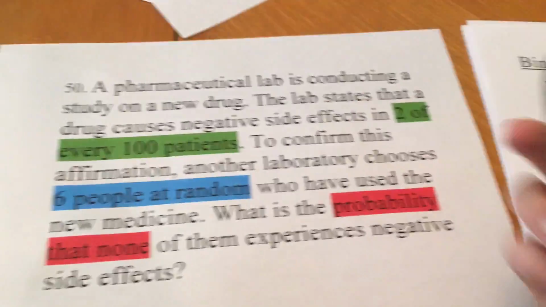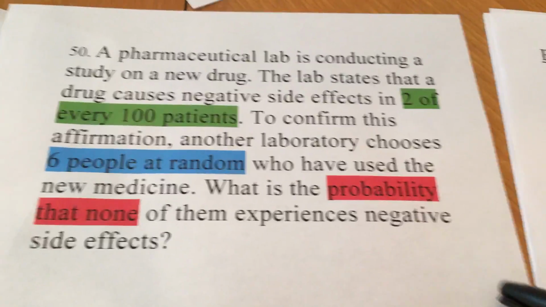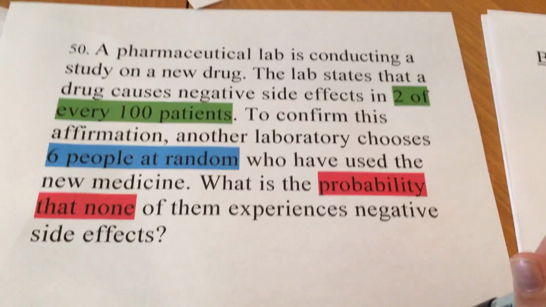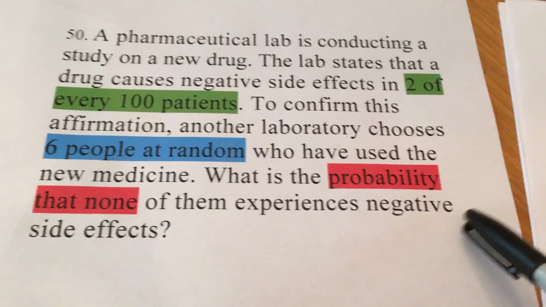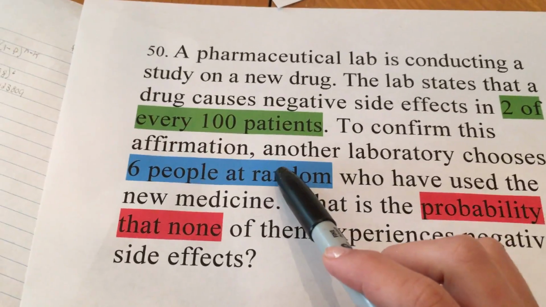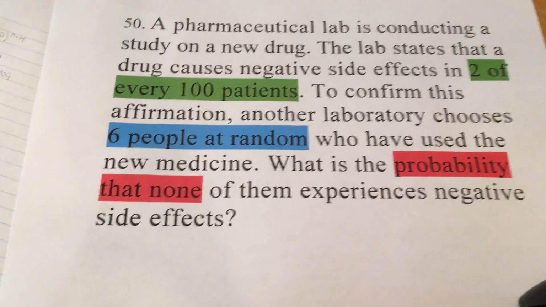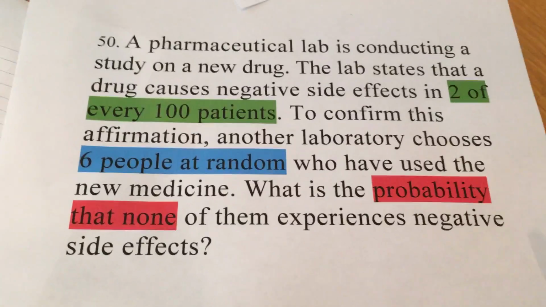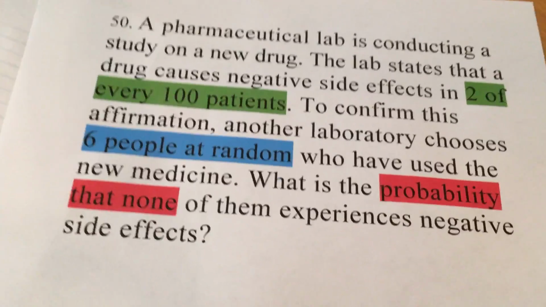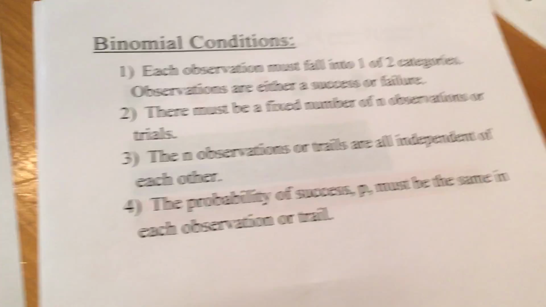Looking at our problem, we can see that there's in fact 2 categories, being success or failure. To be successful in this problem, no one experiences any negative side effects, and a failure would be if somebody experienced a negative side effect. And the fixed number of observations or trials would be the 6 people at random, which we are only observing. In this case, it would be independent because those 6 people do not rely on each other and the order does not matter. We have a probability in this problem of 2 out of every 100 patients, or 2%, which would be the same in each trial, so our problem is in fact binomial. If it wasn't binomial, we would not be able to continue solving this problem.